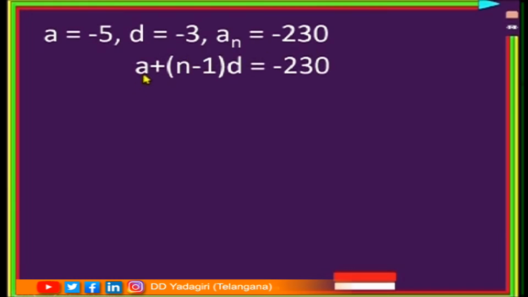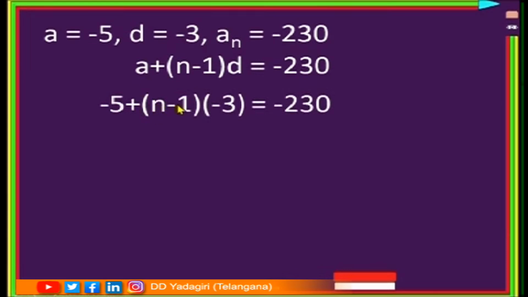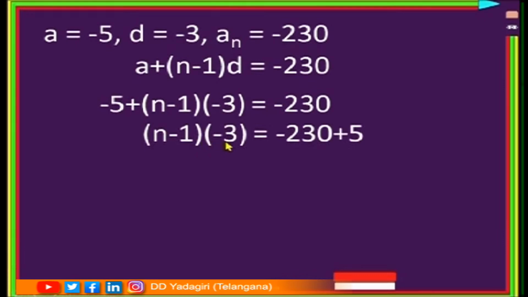Now what is an? a plus (n minus 1) into d, which is equal to minus 230. So substitute the values of a and d here, then we will get minus 5 plus (n minus 1) times minus 3 is equal to minus 230. Now bring this minus 5 to the right hand side, then it becomes (n minus 1) into minus 3 is equal to minus 230 plus 5. Minus 5 becomes plus 5, right? So what is the value of minus 230 plus 5?